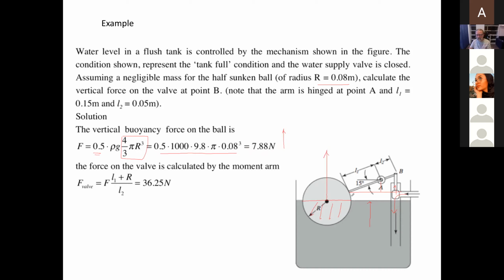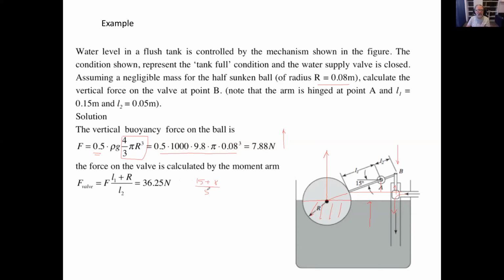That's the force. So now we need to figure out what is the force here. It's going to be, of course, larger. So we just take the ratio, which is this distance, which is L1 plus R. So L1 is going to be 15 plus R, which is 8, I do it in centimeters, over 5. I hope I did it right. And then the force was 7.88. And I hope my calculator is correct. And this is the number. This is the answer. So this is the force on that one.